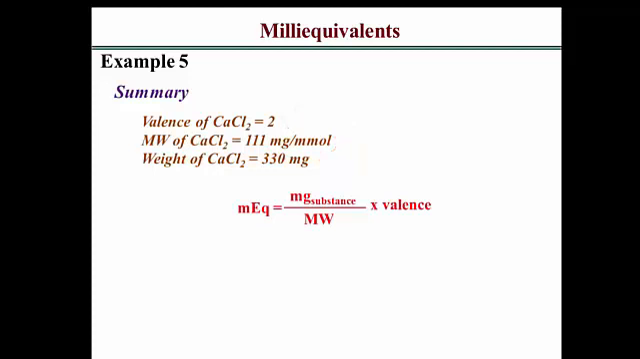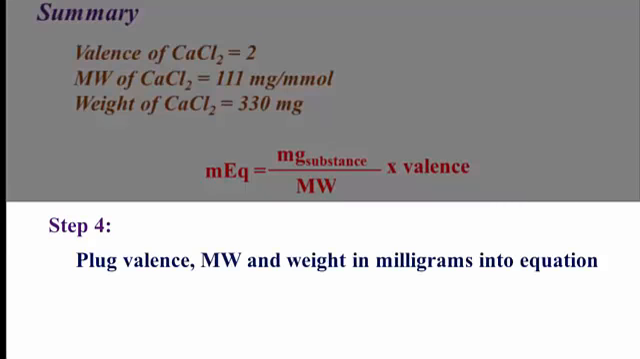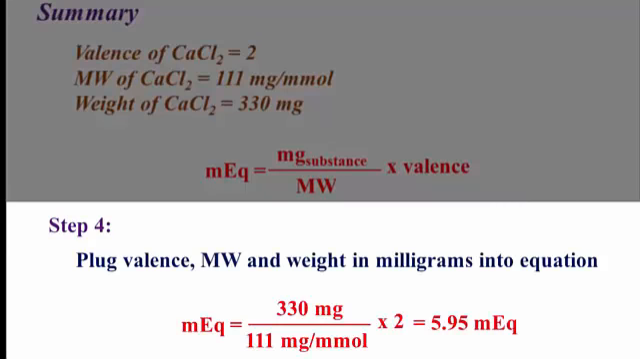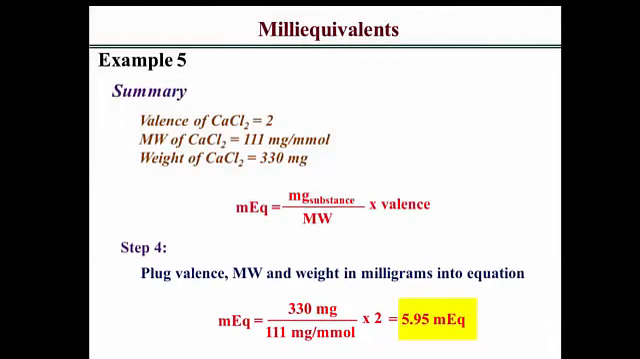Okay. So now we can substitute all this information into our equation, and that's what we're going to do in step 4. And we'll end up with 330 milligrams divided by 111 milligrams per millimole times the valence, which is 2, and we have 5.95 milliequivalents. So you have that much calcium chloride in the Ringer's injection 1 liter solution. So that's how all this comes together. Really easy, nicely done.